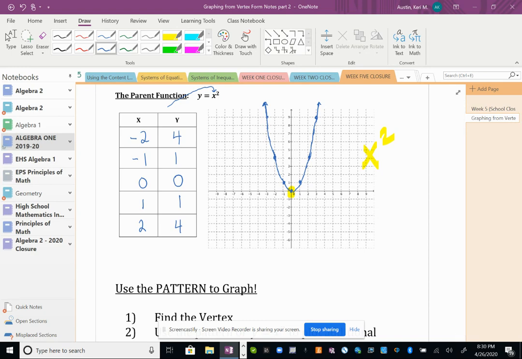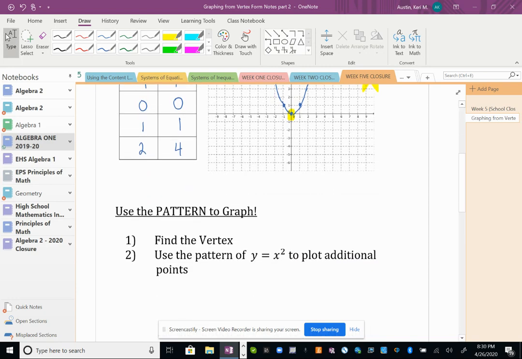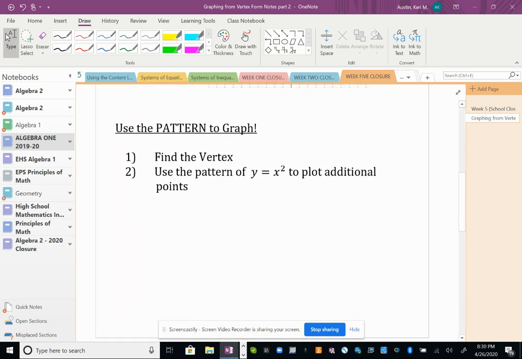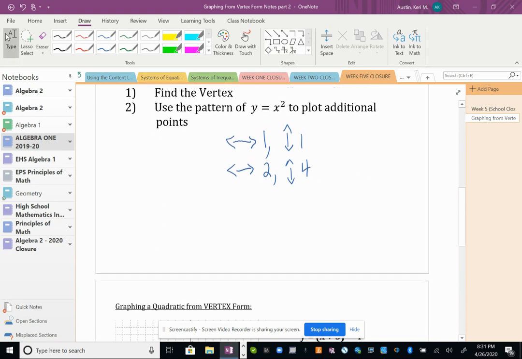To graph other quadratics in vertex form, we're going to use this little strategy. We're going to find the vertex, and then we're going to use that pattern that I just talked about. So what's this pattern? The pattern is wherever the vertex is, you are going to walk 1 to the left and right, and then you will either go up or down 1, depending if it's negative or positive in front of x. What was the next pattern? You're going to walk left and right 2. What's 2 squared? 4. You're going to go up or down 4, depending if there's a negative or not.